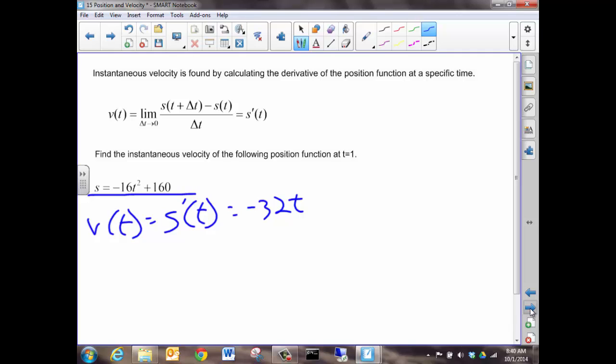So if you could time it specifically at 1 second, it'd be going negative 32 feet per second. And at 2 seconds, it would be doing negative 64, and so forth and so on. That's the instantaneous velocity of it there. What is instantaneous speed at 1 second?